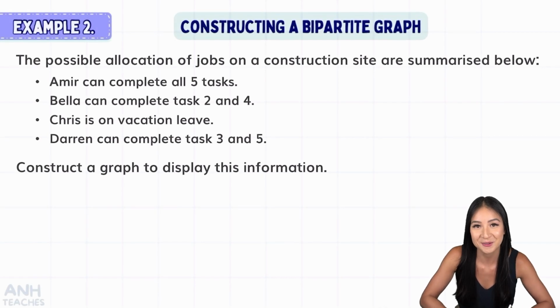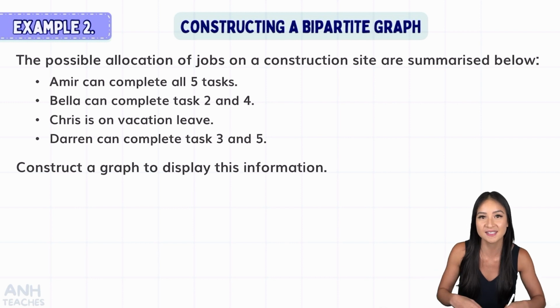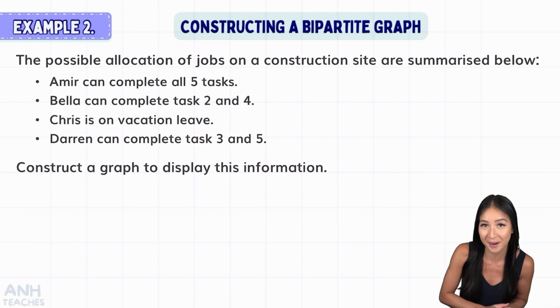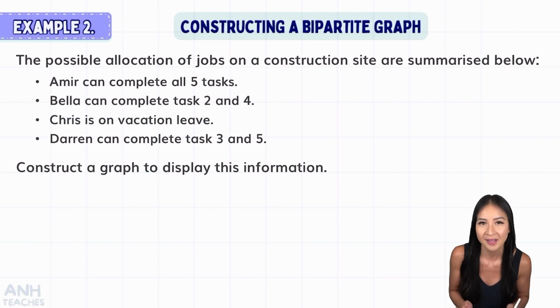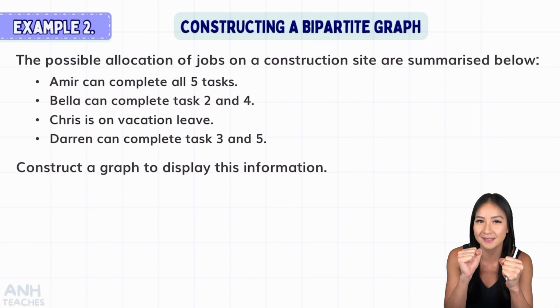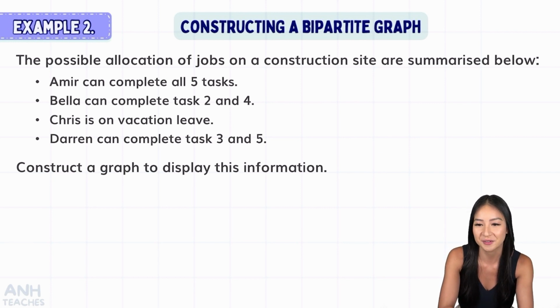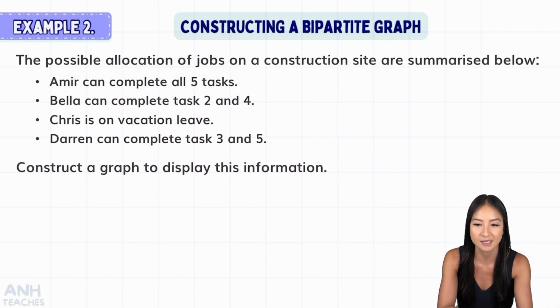So this next example is a really simple one, but the main thing that I want you to take away from this is recognizing the types of practical situations that bipartite graphs can be applied to. So anything where vertices can be split into two groups, keep that in mind. Let's read the question. The possible allocation of jobs on a construction site are summarized below. Amir can complete all 5 tasks, Bella can complete tasks 2 and 4, Chris is on vacation leave, Darren can complete tasks 3 and 5.